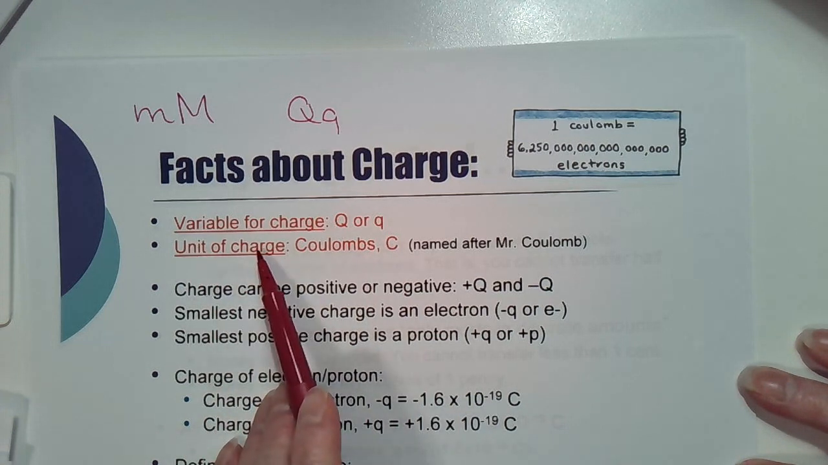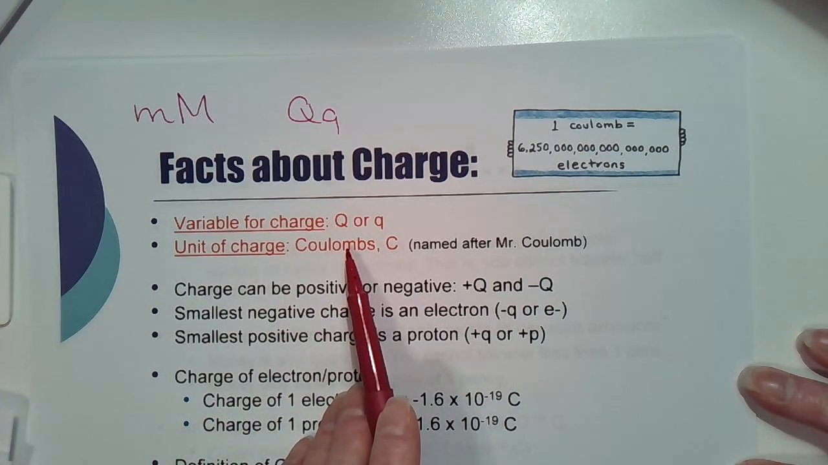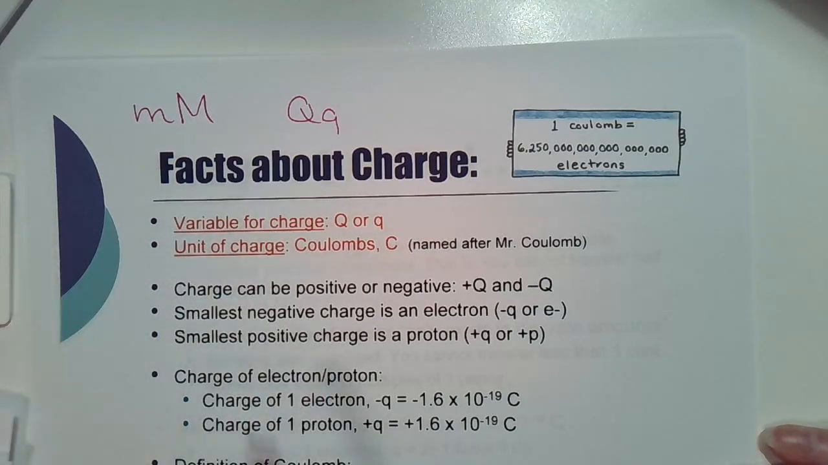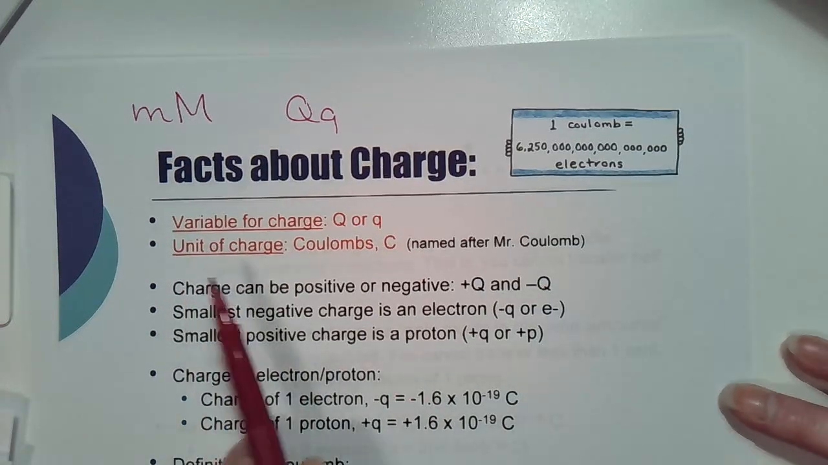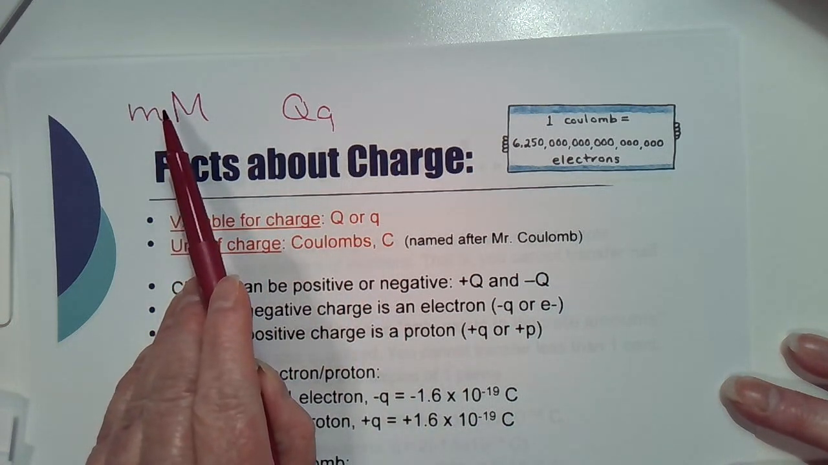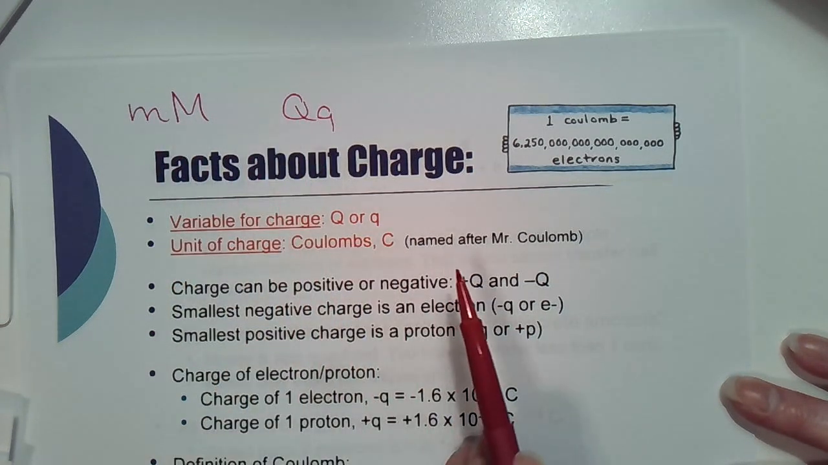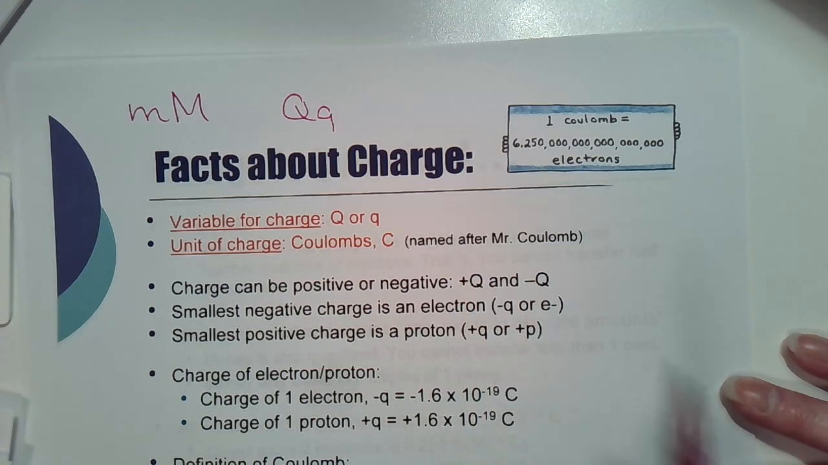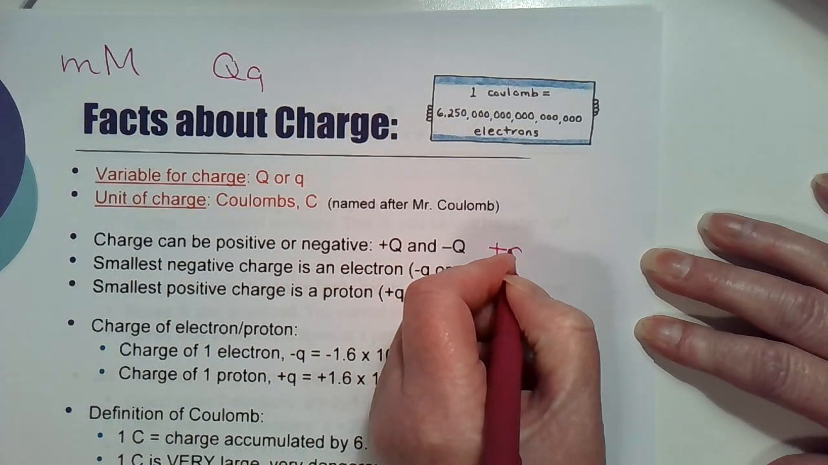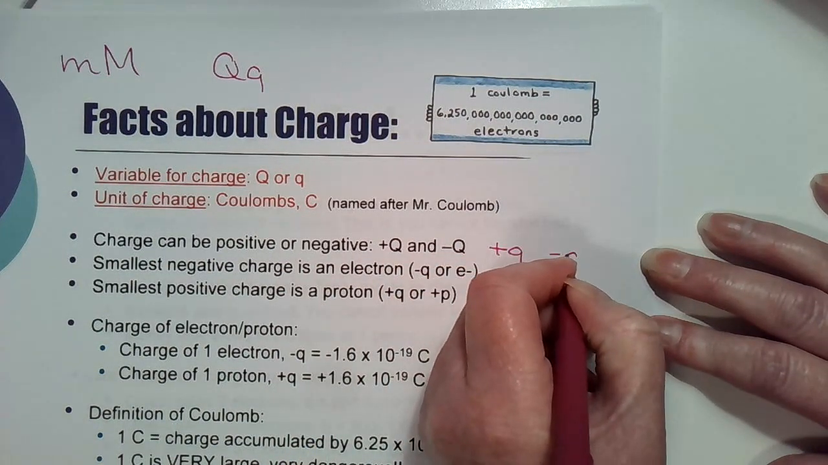The unit of charge is named after Mr. Coulomb, just like we named the unit of force after Mr. Newton. All right, but charges are a little bit different than masses because charges can be positive or negative. So I can have plus Q's or minus Q's.